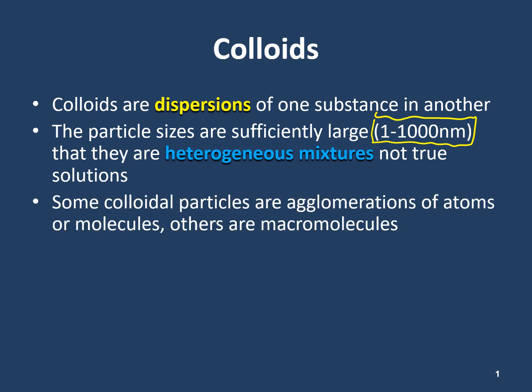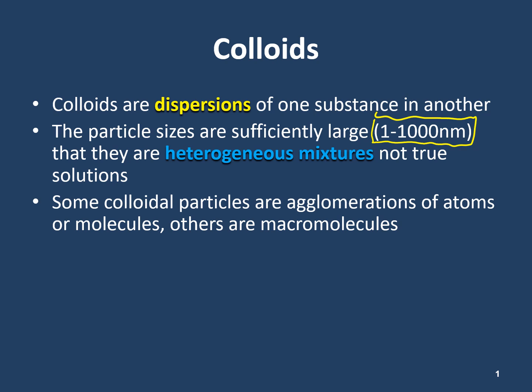Now, some colloidal particles fall into two different groups, either agglomerations of atoms or molecules, or big macromolecules. So what is an agglomeration? An agglomeration is where all these atoms and molecules are separate particles, but they all got stuck together as one big particle, generally via intermolecular forces. So the intermolecular forces are holding all these atoms and molecules together in this one big clunky particle.